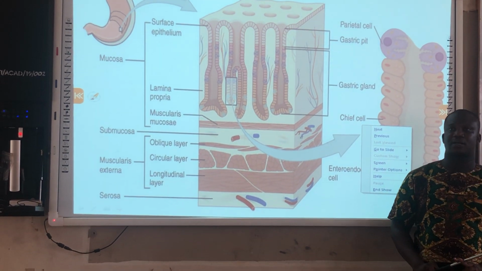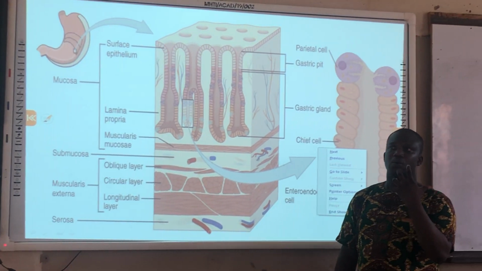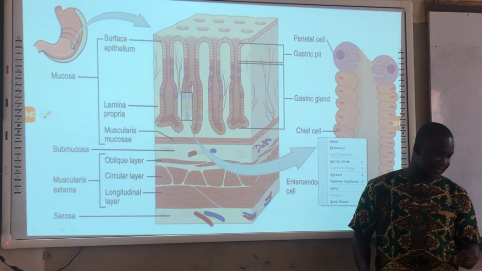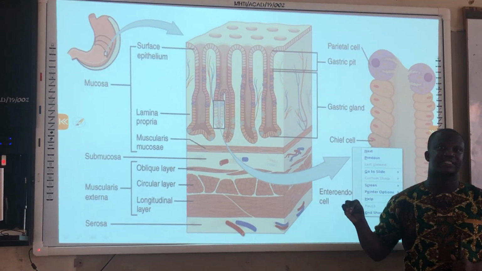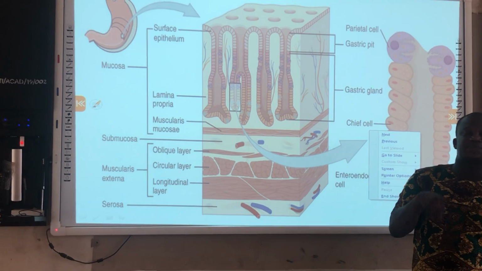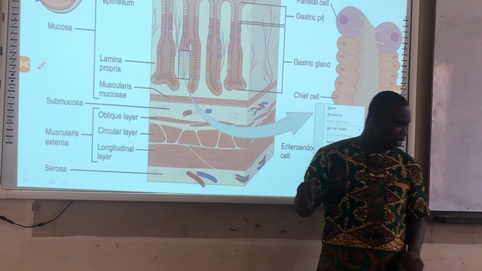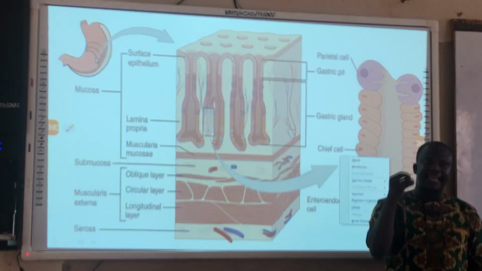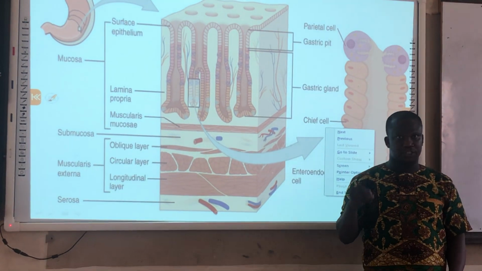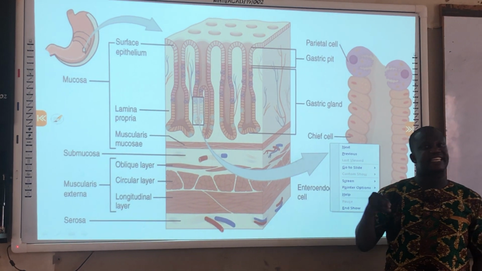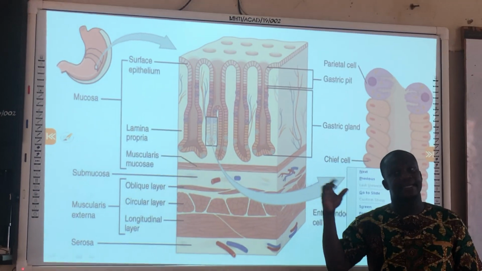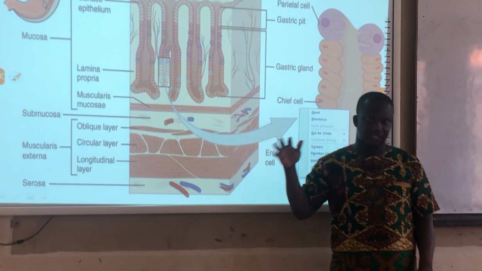Now, the next epithelial cell is the parietal cell or oxyntic cell. What the oxyntic cell and the parietal cell do is produce hydrochloric acid and intrinsic factor. The intrinsic factor produced by the parietal cells is needed for the absorption of vitamin B12. So whenever this intrinsic factor is lacking in somebody, the person will end up having pernicious anemia.